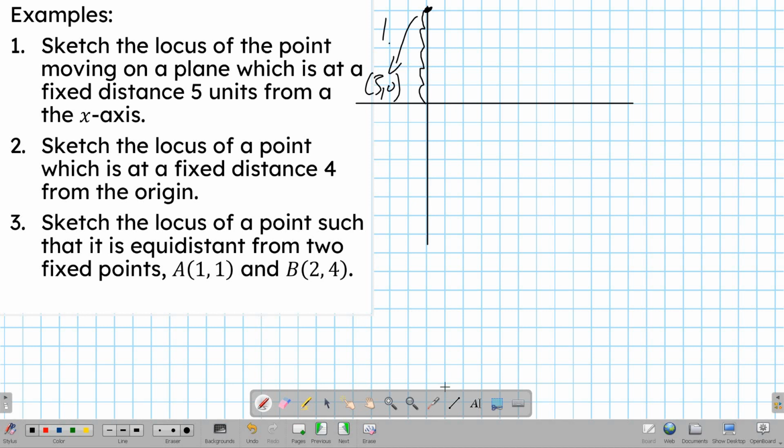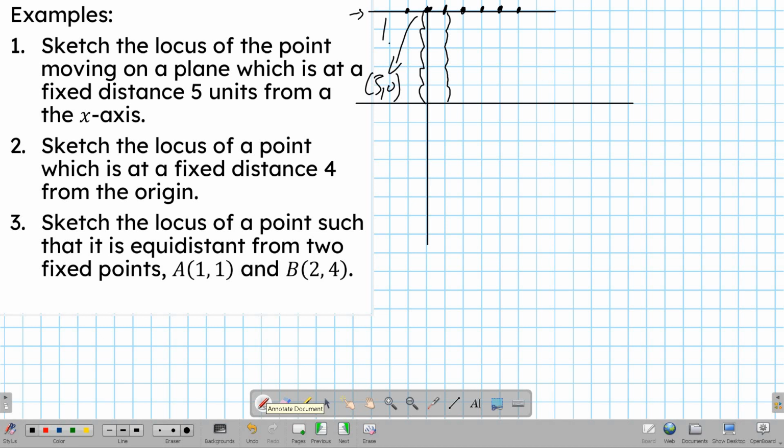It's not only this point that has a distance of 5 units. This one also: 1, 2, 3, 4, 5 from the x-axis. This one too, this one too, and so on. So the collection of those points would most likely lie along this row. In other words, that line would be the locus of the point moving on a plane which is at a fixed distance of 5 units from the x-axis.